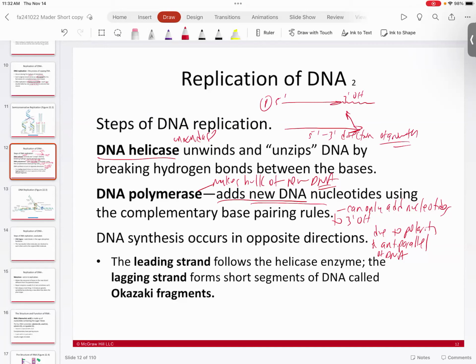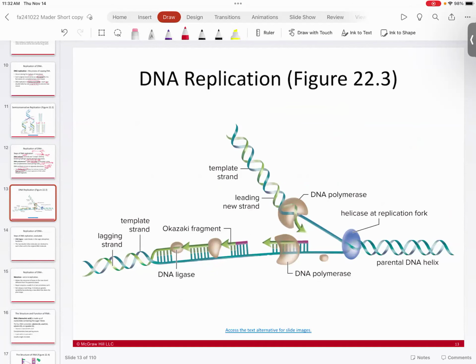Because of that, each strand is going to be going the opposite direction. And that breaks these two strands into two different types of strands, one called the leading strand, the other called the lagging strand. And the lagging strand basically will create these small DNA chunks or fragments called Okazaki fragments. And so we'll take a look at this.